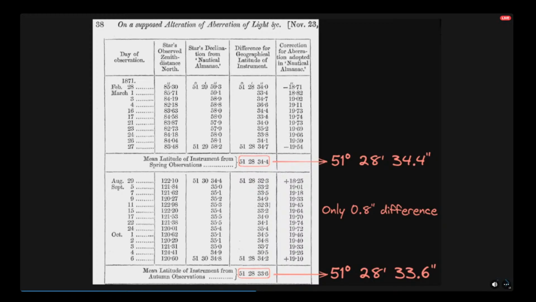So we have the data for the observations here. We have 51 degrees, 21 minutes, 34.4 arc seconds, right? And then for the other observation, we have 51 degrees, 28 arc minutes, 33.6 arc seconds. That's a difference of only 0.8 arc seconds. That's not even an arc second. It's fractions of an arc second. So the correction that he had to make was so minuscule, it's not even an arc second.